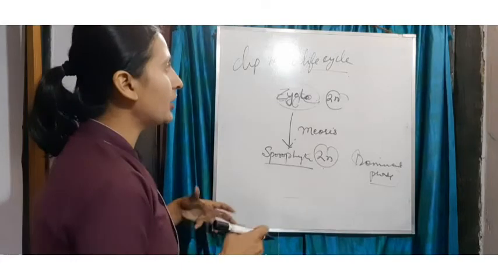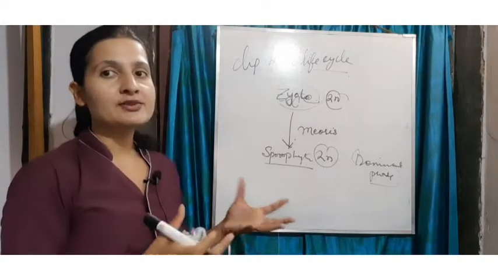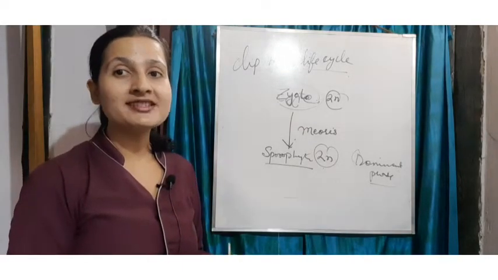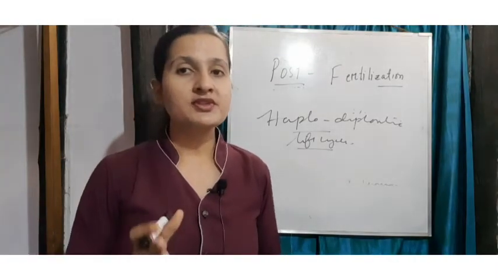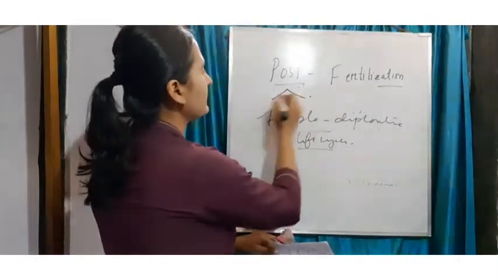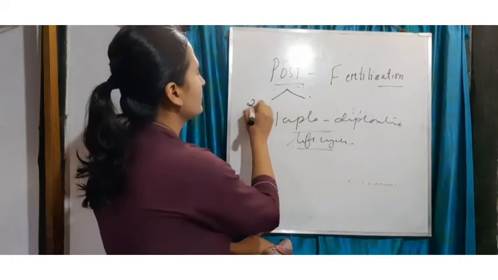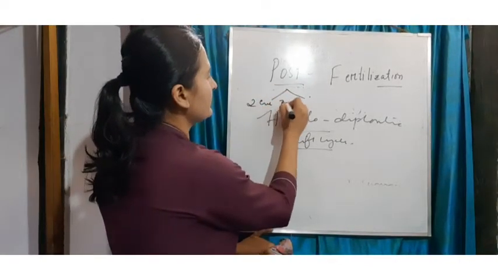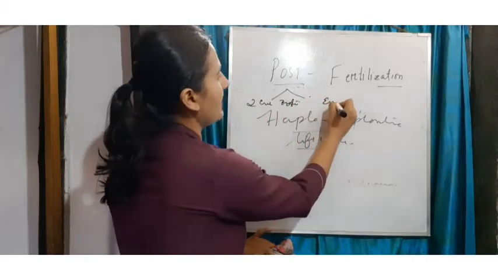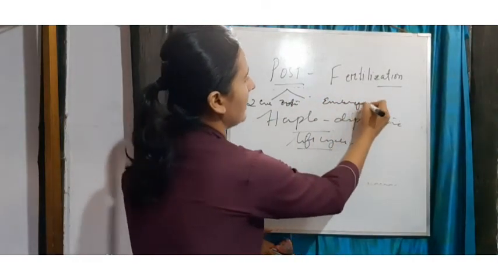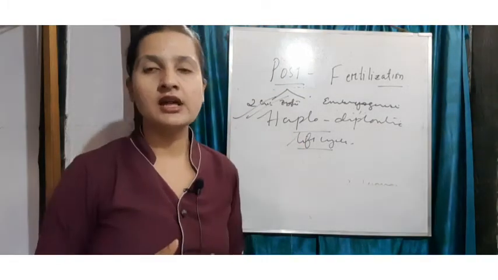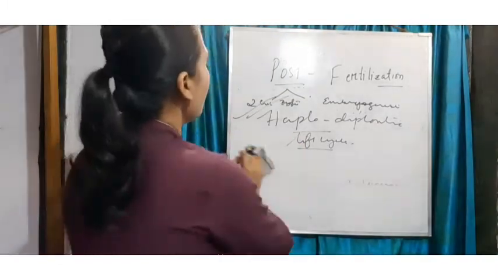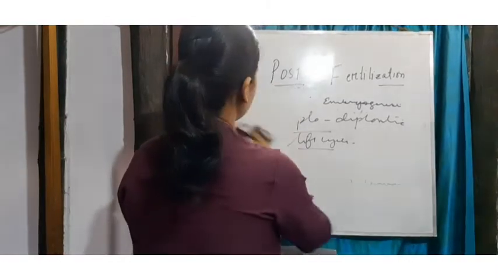When the zygote develops, it takes the form of an embryo, which is called embryogenesis. As I told you, post-fertilization undergoes two events: formation of zygote, and embryogenesis. Here we learned about the zygote: what it is and how it forms. Now let us see embryogenesis.